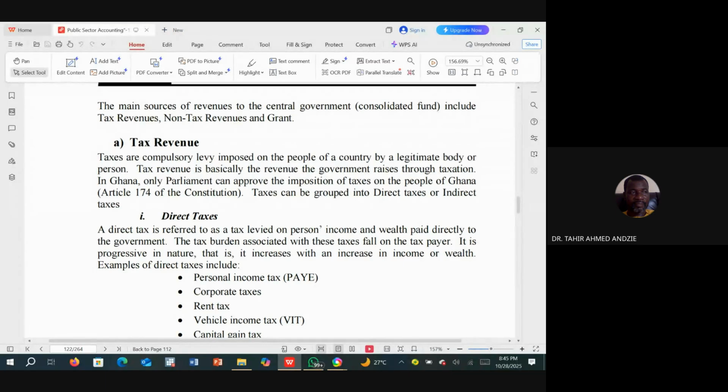In Ghana, only parliament can approve. Take note of this particular point. In Ghana, only parliament can approve the imposition of taxes on the people of Ghana. This is contained in Article 174 of the 1992 Constitution. It is only the Parliament of Ghana that can impose taxes on the citizens of Ghana, on the people of Ghana. Taxes can be grouped into direct or indirect taxes.